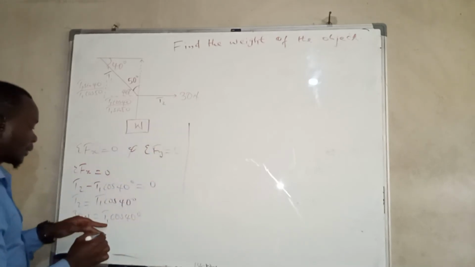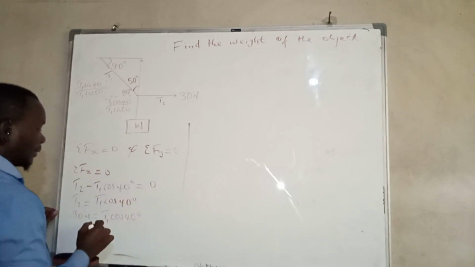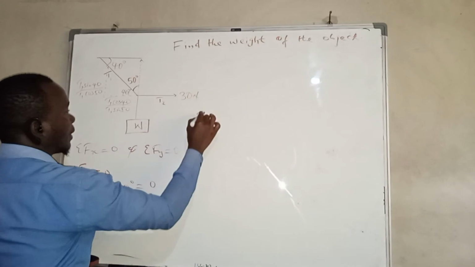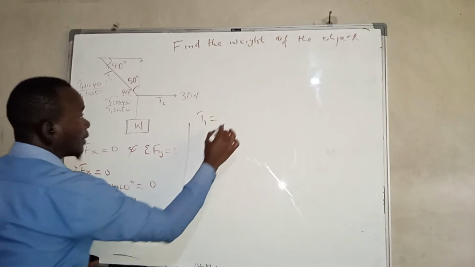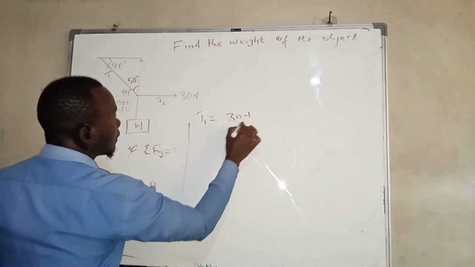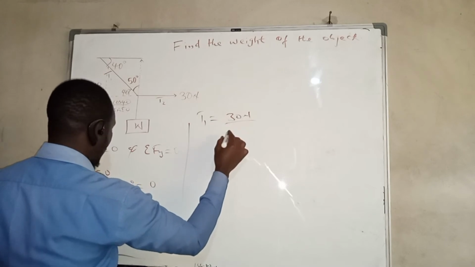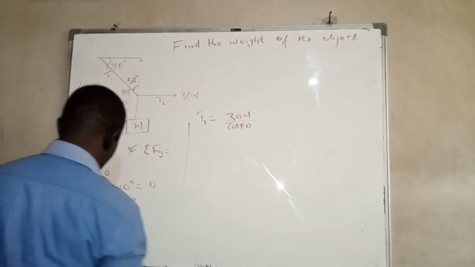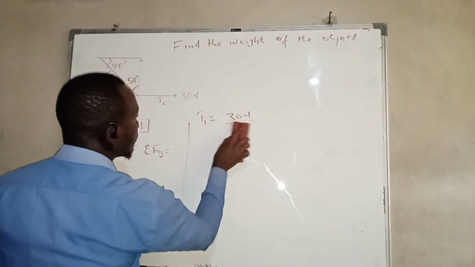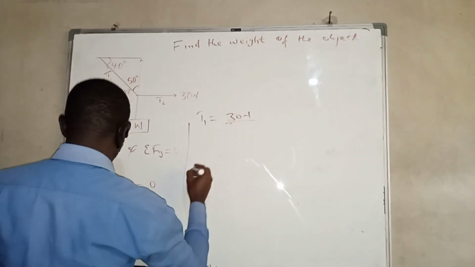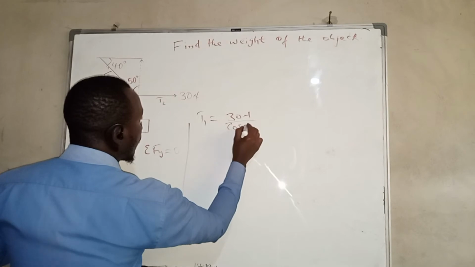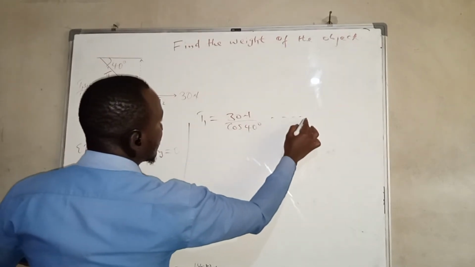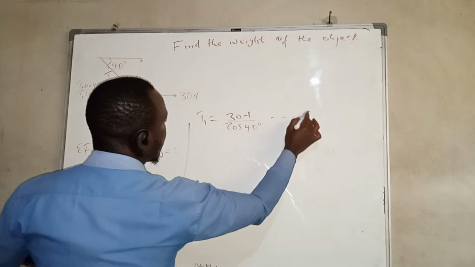From this, we can divide throughout by cos 40. So our T1 will be equal to 30 newtons over cos 40 degrees. Let us call this equation 1.